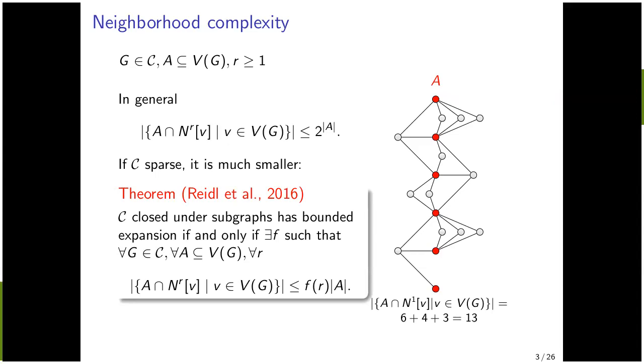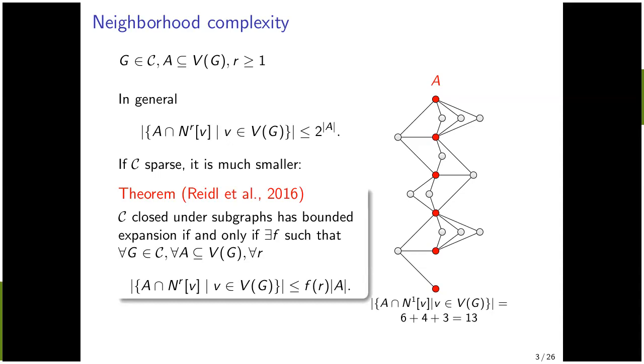So what is neighborhood complexity? We have a graph G in a class C of graphs, a set A of vertices, and r an integer that I will call the radius. We look at the following quantity, which is the number of possible intersections between A, this set of vertices, and balls of radius r. When I say ball of radius r centered on the vertex v, this is just the set of vertices at distance at most r from v in the graph.